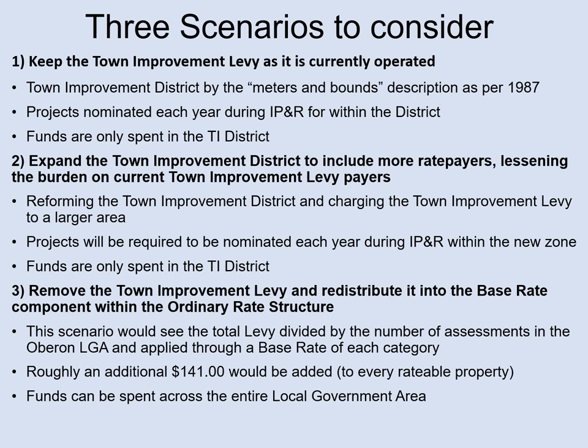The final scenario is the removal of the Town Improvement Levy and redistributing this into the base rate of the ordinary rate structure. This scenario would see the total levy divided by the number of assessments across the entire Oberon local government area and applied through a base rate of each category. Currently, using the 23-24 figures, this would result in an additional $141 added to every rateable property. What this does, however, is enable Council to spend these funds across the entire local government area.